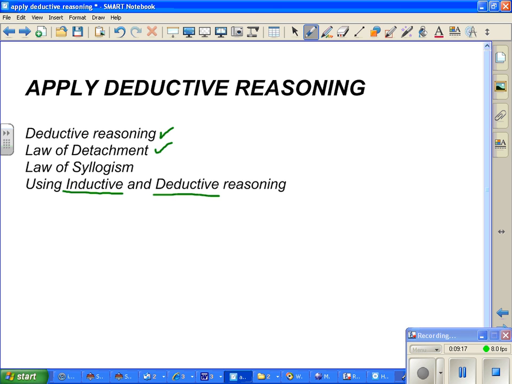Okay? We'll work some more of these problems in class. And hopefully we need to make sure we understand these two laws. That's probably the biggest thing. Understanding those two laws, when and how to use them.